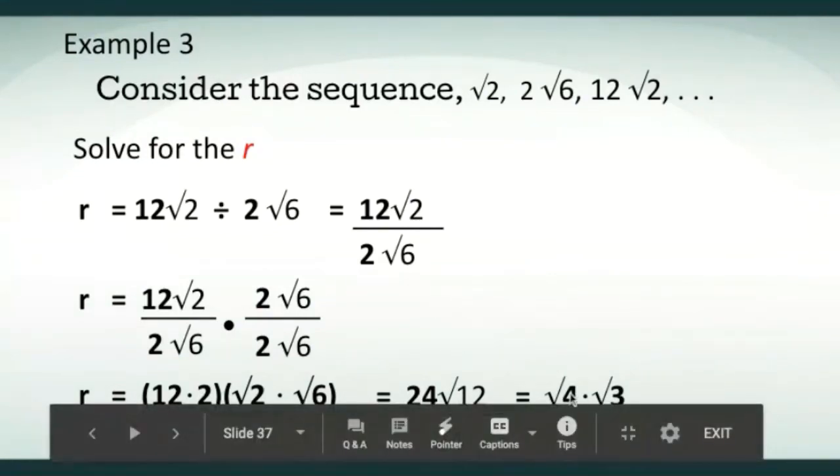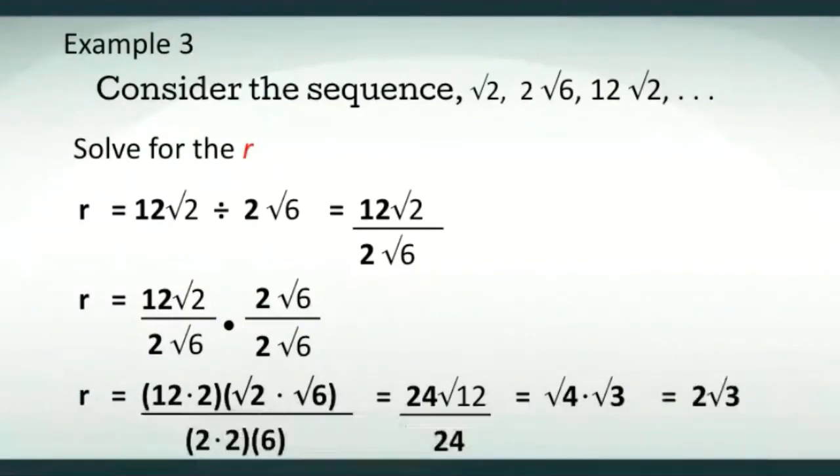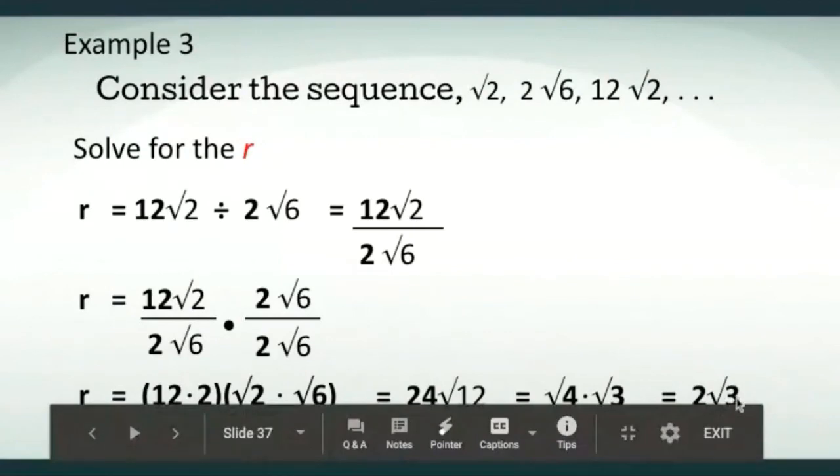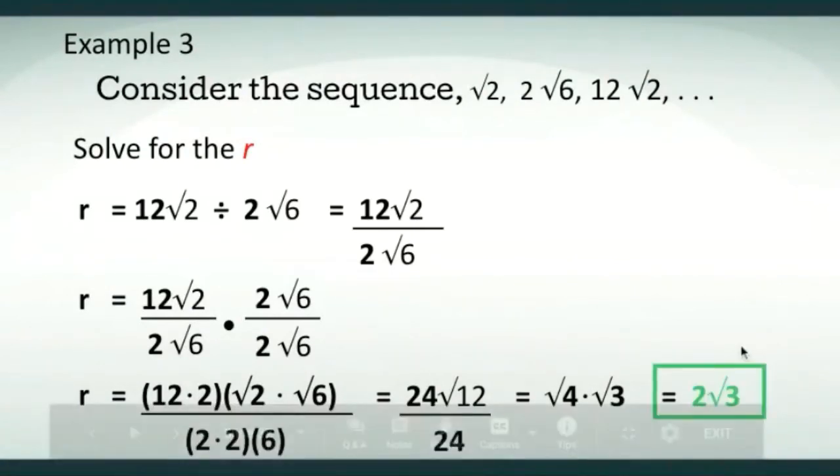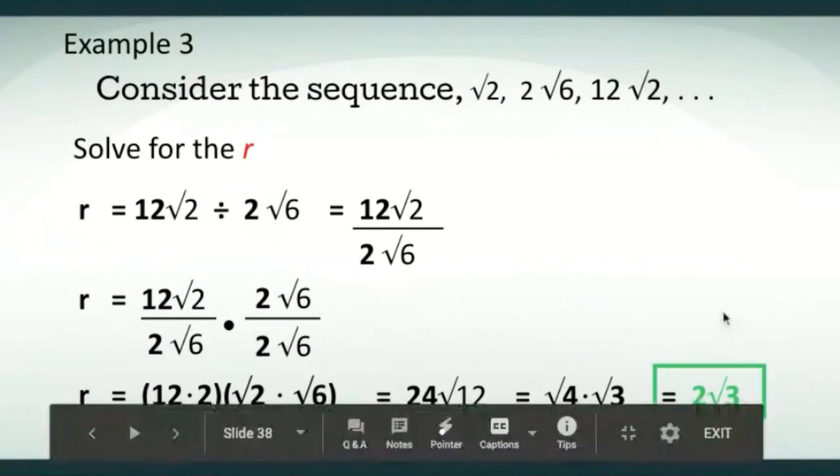So the square root of 4 becomes 2. 2 times square root of 3. So your final answer is what? 2 square root of 3.